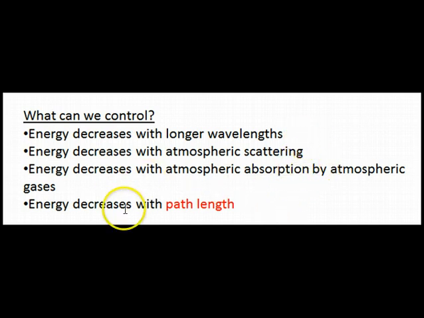But what we can control sometimes is the path length. We can try to acquire imagery when the distance between the sun and the surface and the sensor and the surface is shortest. So we're minimizing how much atmosphere the light has to pass through.